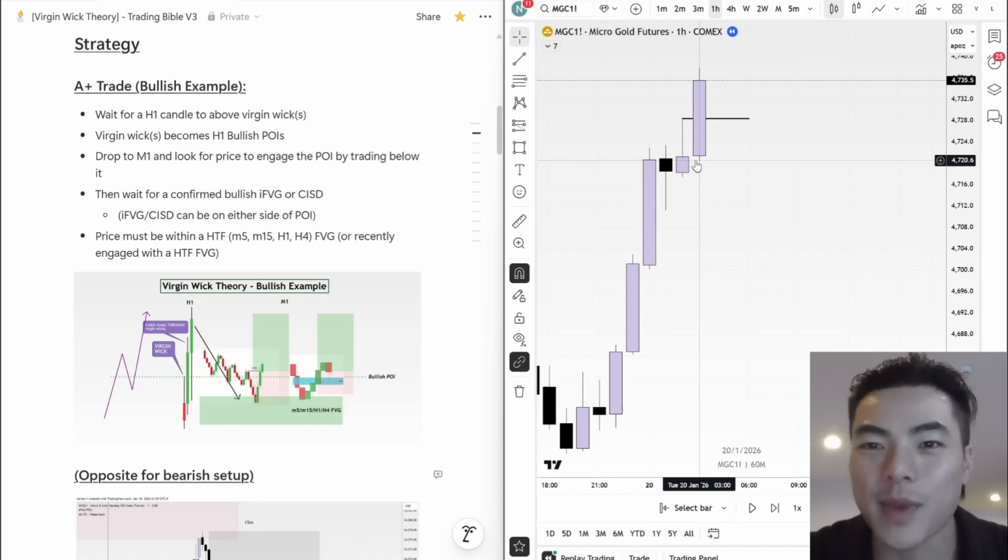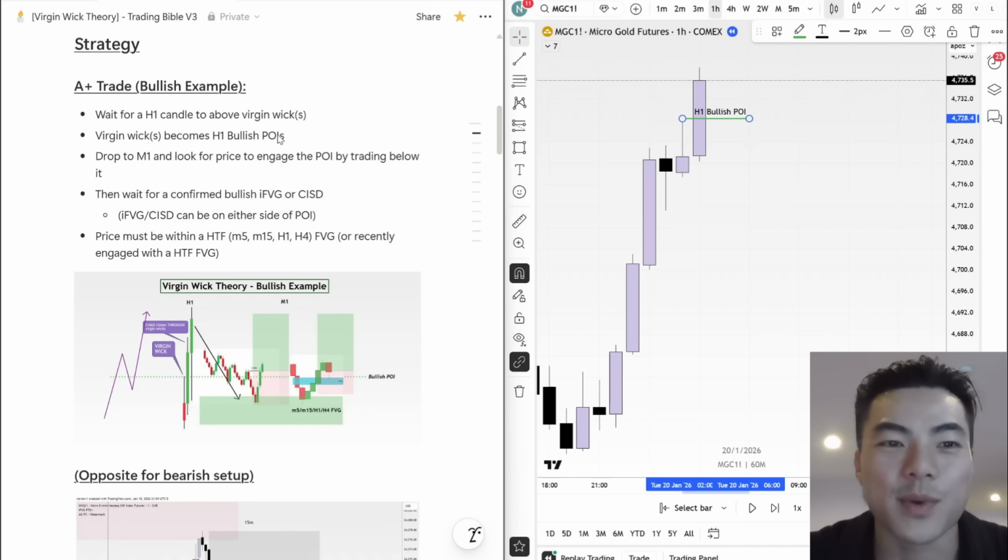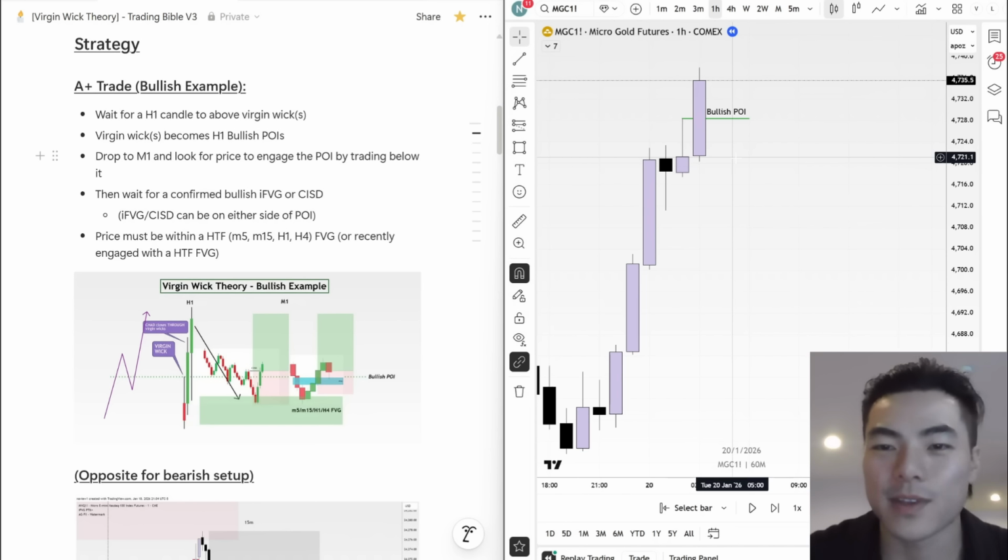We've got this 3 AM candle closing strongly through this 2 AM virgin wick, creating a bullish point of interest. See? The virgin wick then becomes a bullish point of interest. Then you drop down to the 1 minute and look for price to engage the POI by trading below it. Okay, let's drop down to the 1 minute.